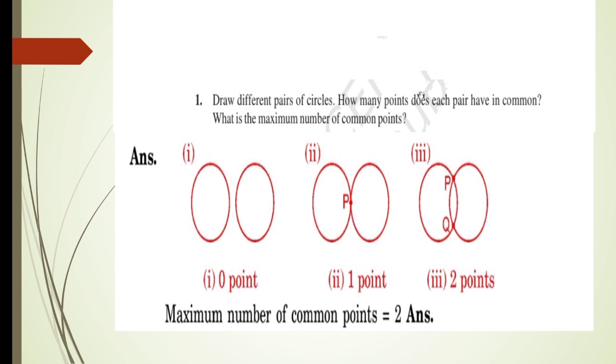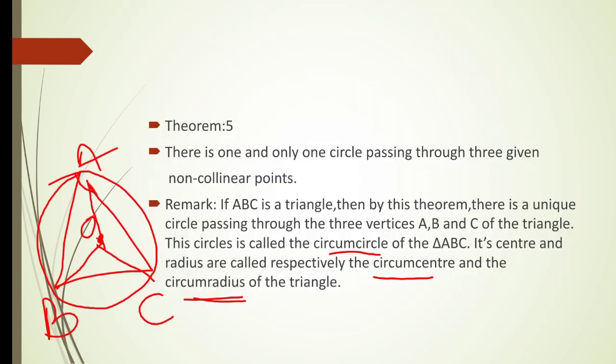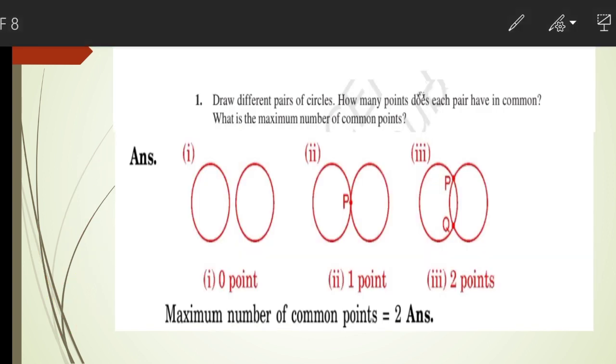So there are three cases that arise when we draw a pair of circles. The first case is where there is no point of contact or no common point. The first case is this one, where the two circles are present and there is no point of contact. Or else the first one can also be drawn in this way.